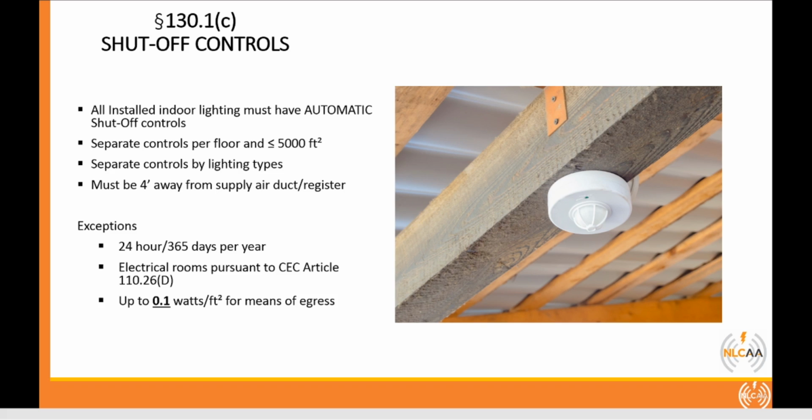Okay, electrical rooms, and I think some mechanical rooms, assuming it is pursuant to CEC Article 110.26, are exempted from this automatic shutoff requirement. So in a lot of cases, you can just provide a manual on and off switch, and let it be. You're allowed up to 0.1 watt per square foot for means of egress. So this could be your night lights that you're just keeping on all the time. And you're allowed up to 0.1 watt per square foot.